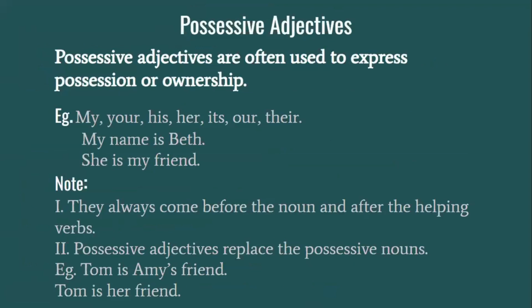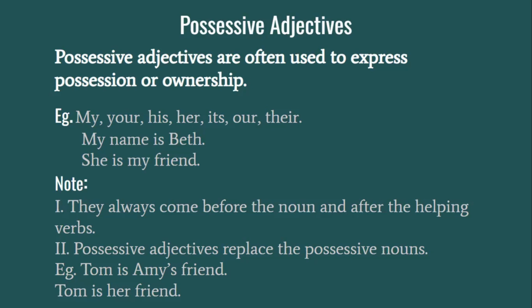We also have something called possessive adjectives. Now, if you remember, when we studied parts of speech, we also looked at what are adjectives. Adjectives are the words which give us more information about nouns and pronouns. And what are possessives? Possessives are when we talk about possession or ownership of something. Okay, so we use the words like my, your, his, her, its, our, and their. These are all possessive adjectives.